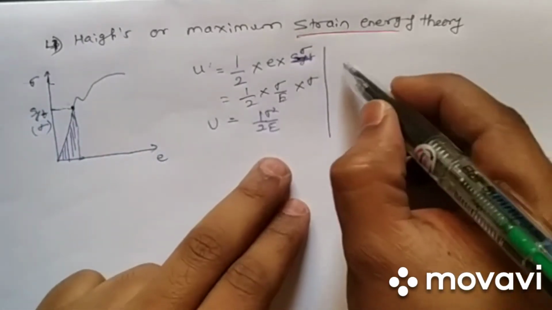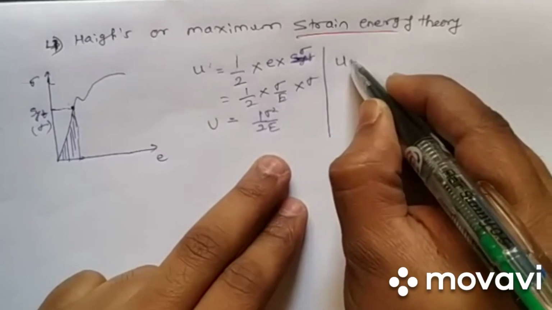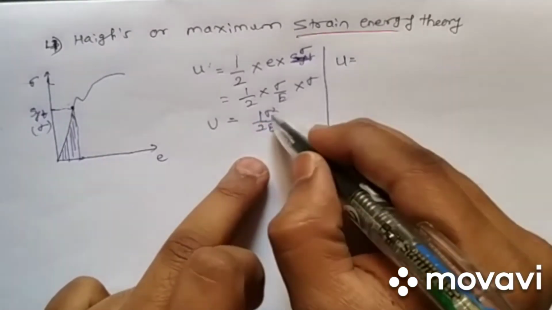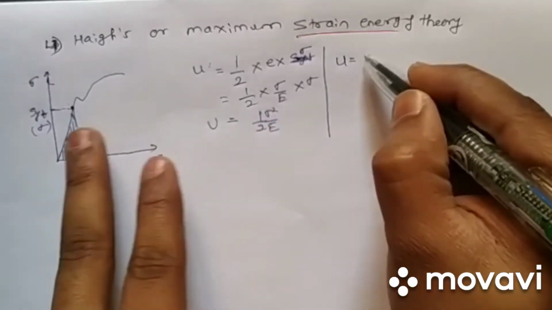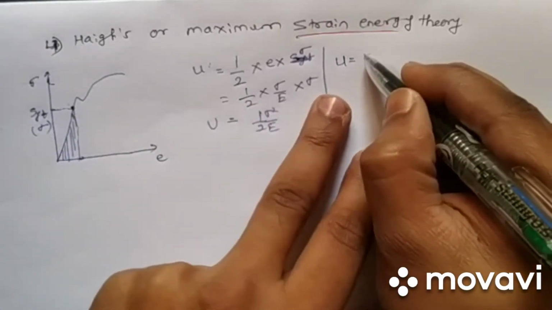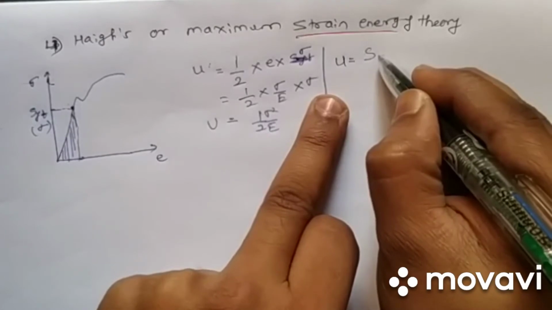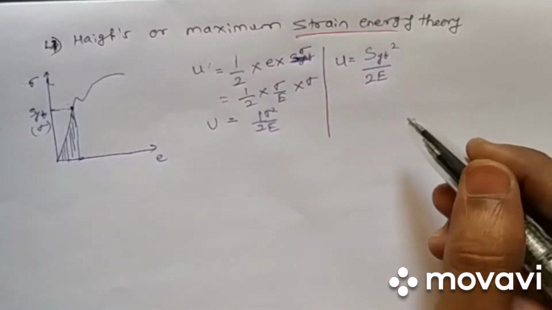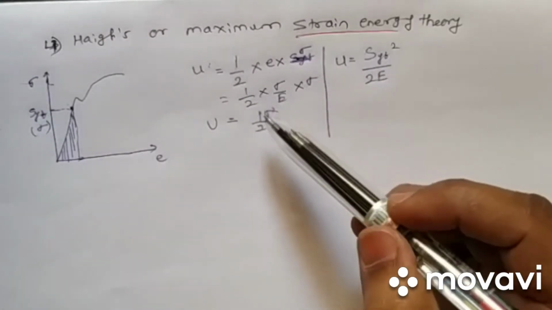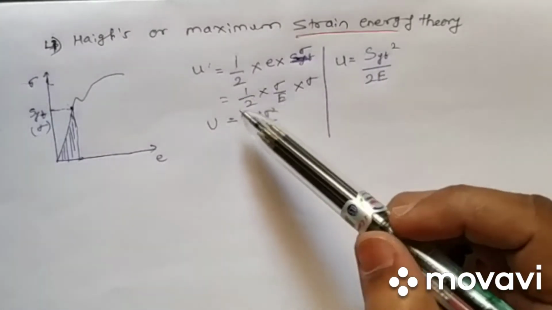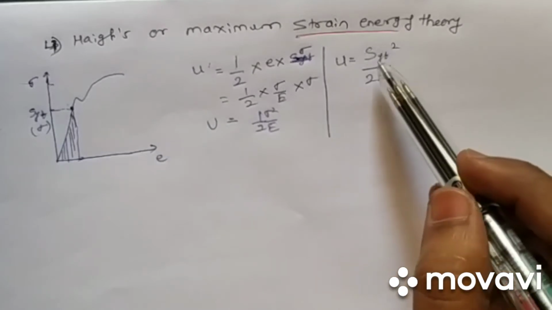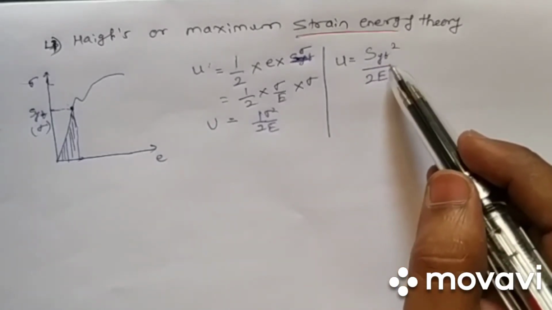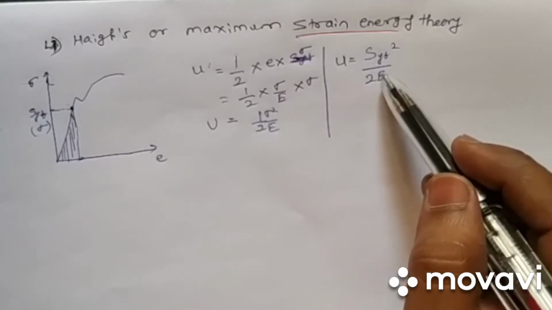Now how can we write it? U is equal to, the stress at yield point we have SYT, so that will be SYT square by 2E. So this is the strain energy of the body, and this is the maximum strain energy at yield point.